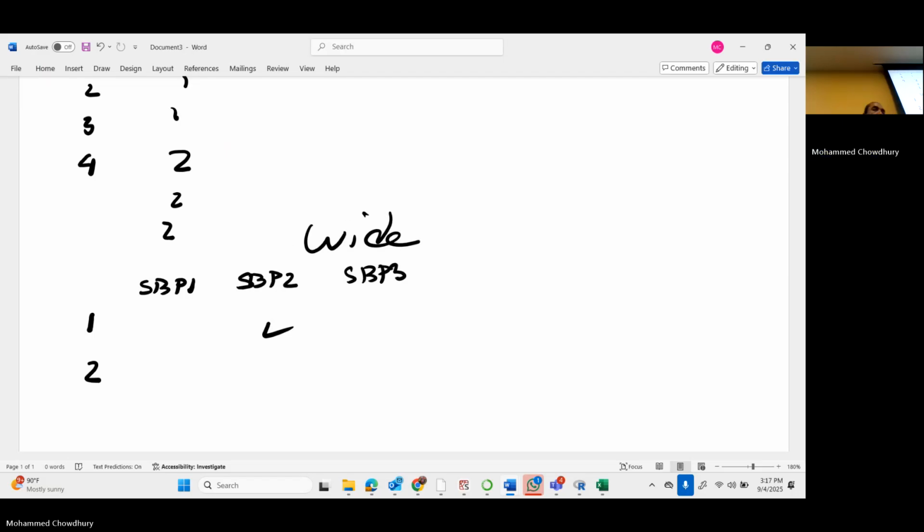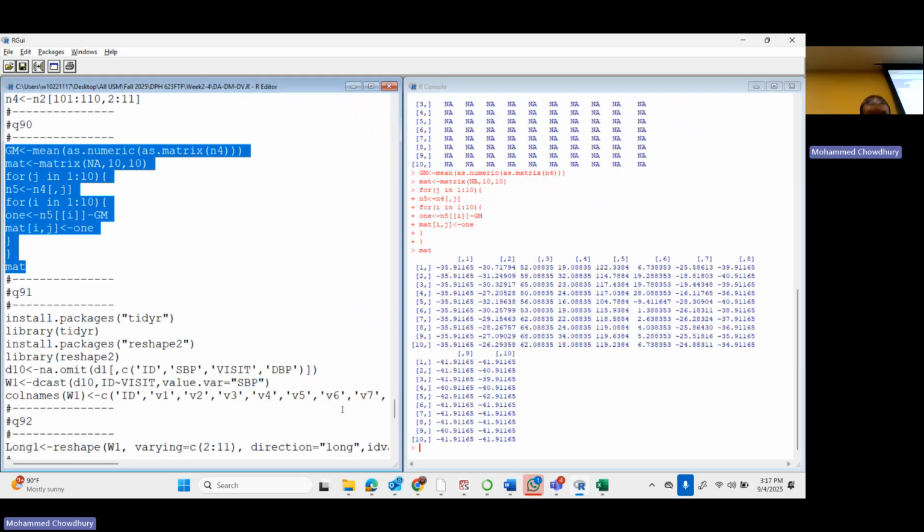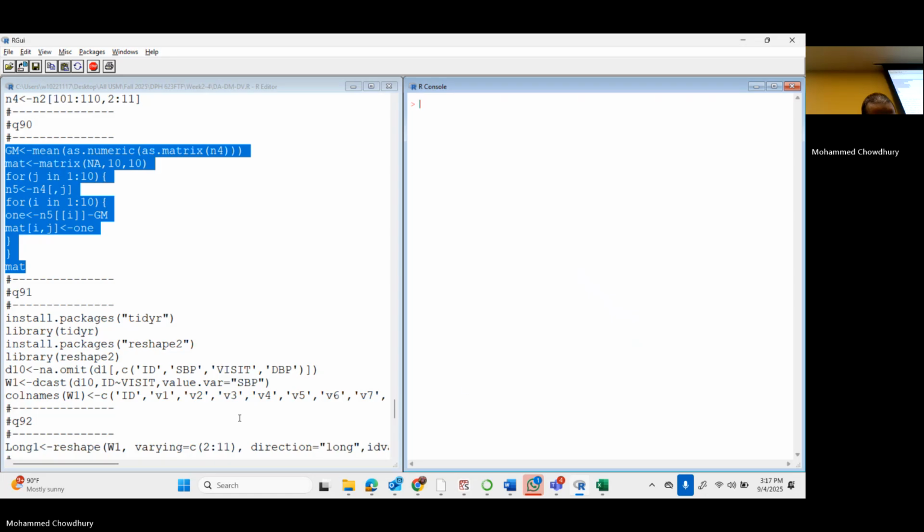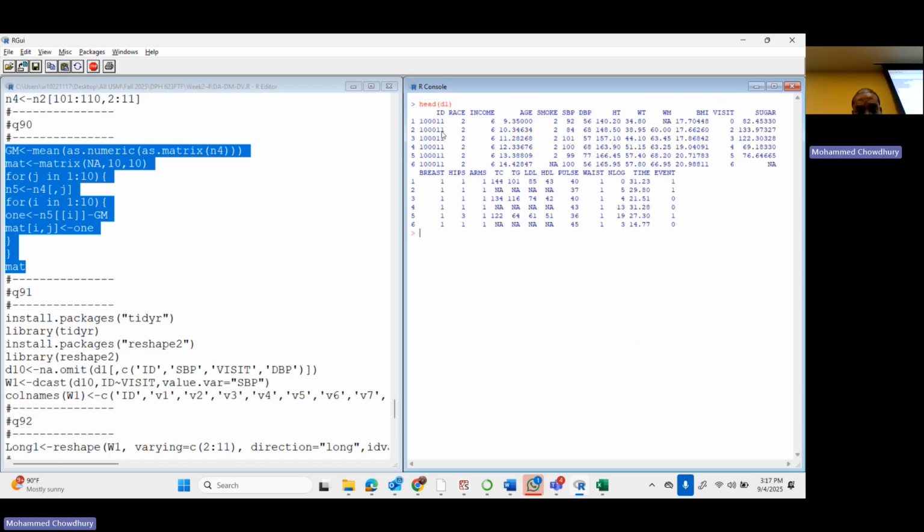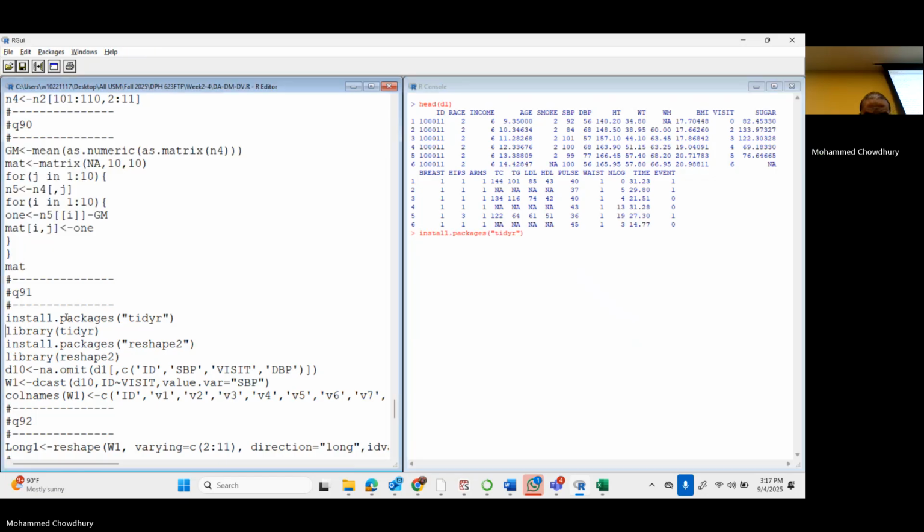So now if you have a longitudinal data that is in long format, how can you make it in wide format? That could be done by using this. Let me show you by running this. This is my head of D1. This is the head of D1 data, okay? And now with all of these things running there, now this is the data.